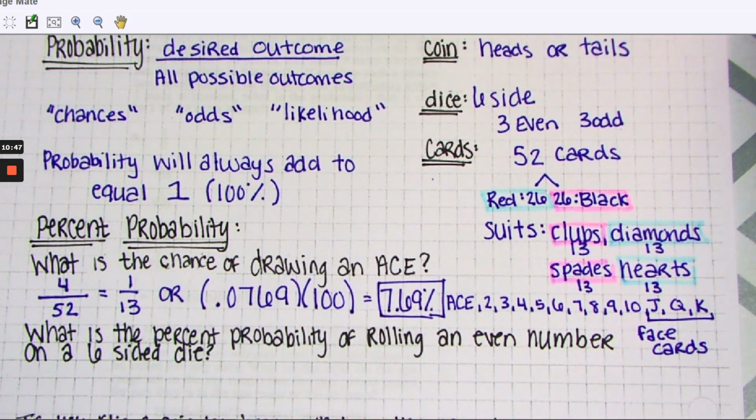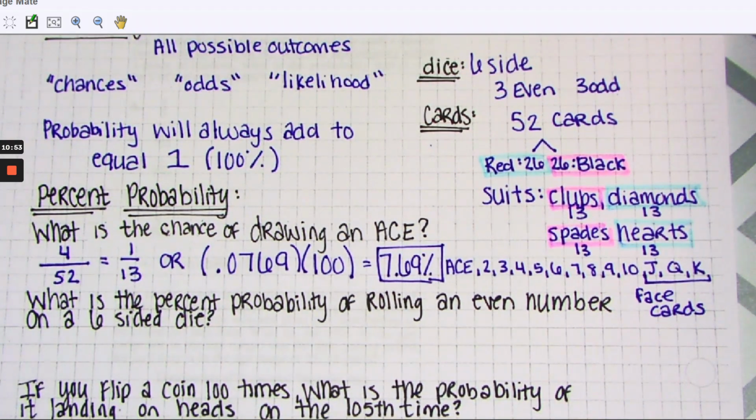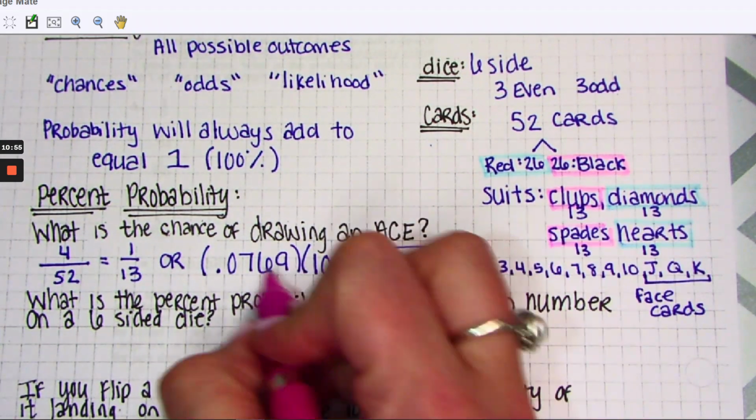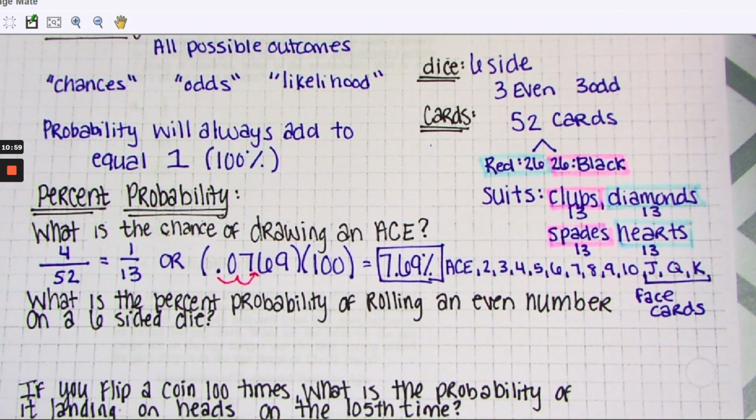Now, you don't have to multiply by 100 if you remember the shortcut to percentages. So if we multiply by 100, you can just move the decimal to the right twice, and that is your percentage.